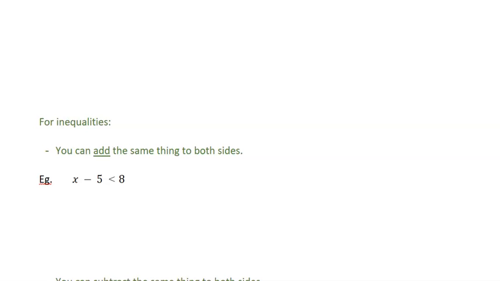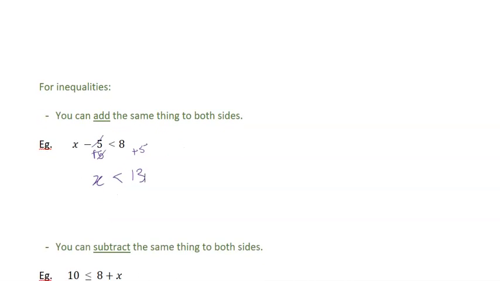So to solve this, once again, we want to get x on its own. So we've got a -5 to cancel it out. We need to add 5 to both sides. To get rid of it on that side, x is on its own, and then you have 8 plus 5 is 13. Okay, so x has to be anything less than 13. That's just solving an inequality.